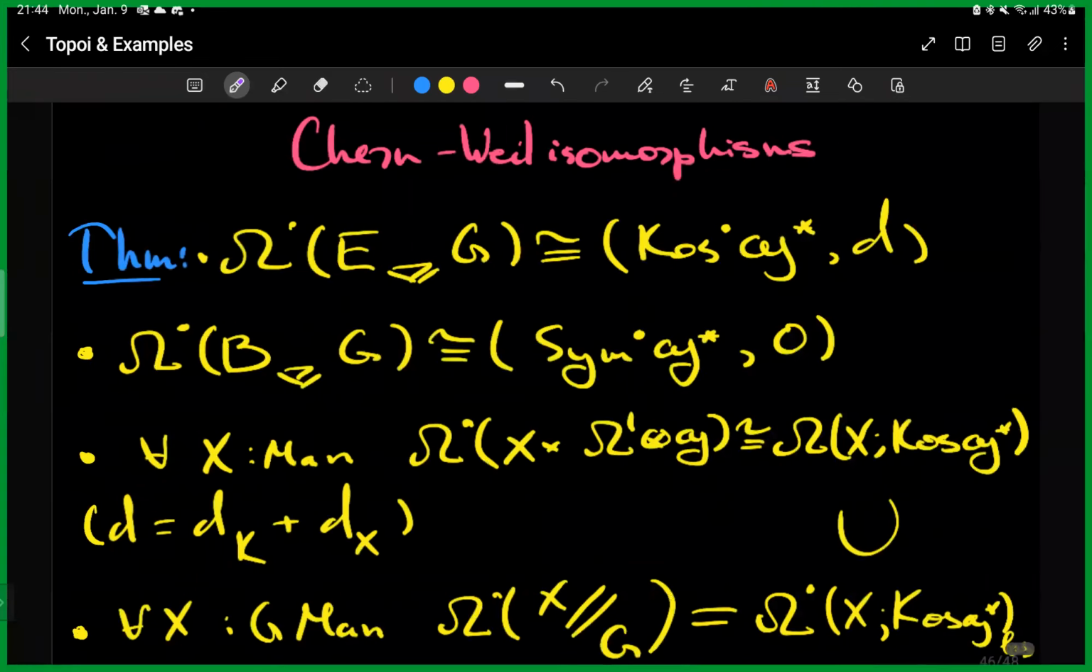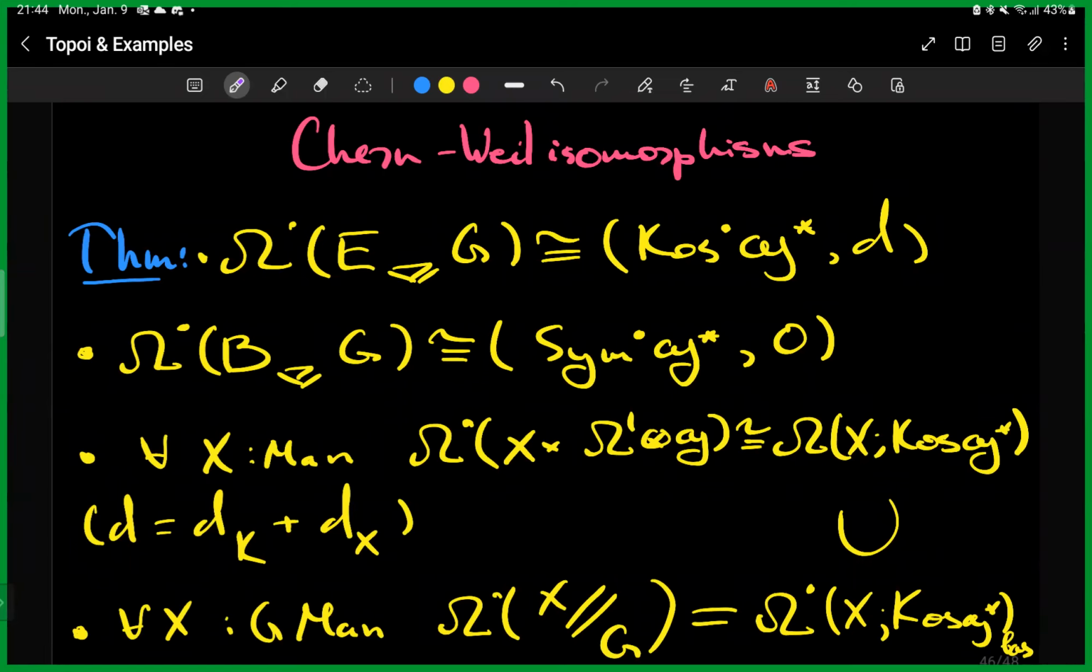So now we arrive at Chern-Weil isomorphisms in the context of simplicial sheaves. Assume that we take this simplicial sheaf, then its de Rham complex is isomorphic to the Koszul complex on the dual of the Lie algebra. In particular, it means that this simplicial sheaf is acyclic.